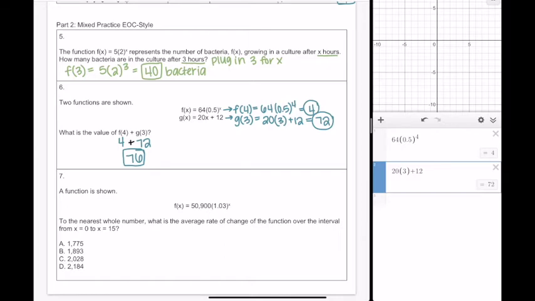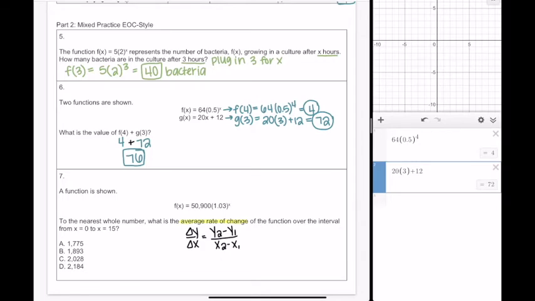In example 7, we have one exponential function, and we want to know to the nearest whole number, what is the average rate of change? So average rate of change we haven't talked about since linear functions, but it's the same process. The average rate of change is the change in y over change in x. And that's the same as taking y2 minus y1 over x2 minus x1. And typically, we would do this in a table.